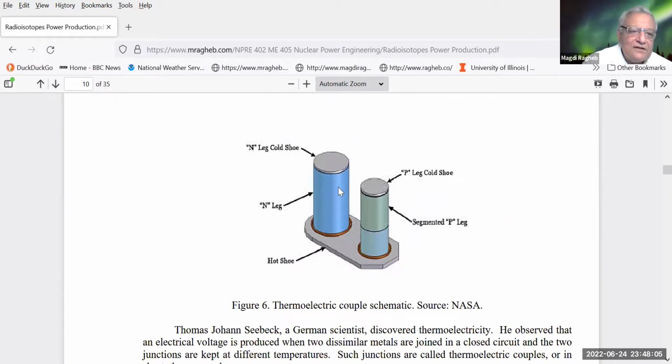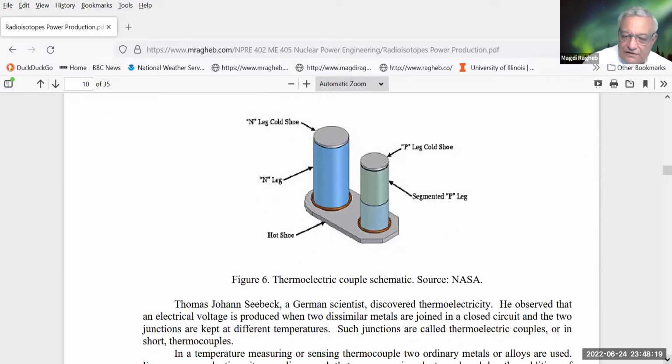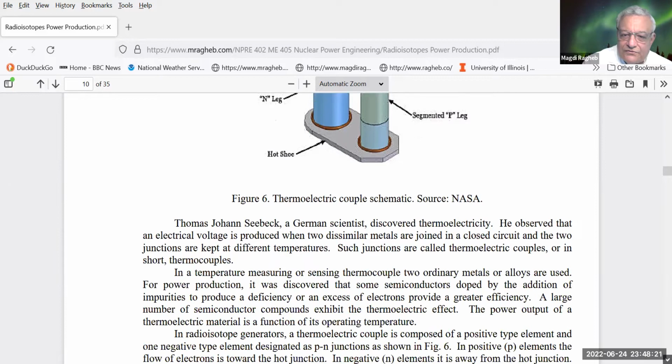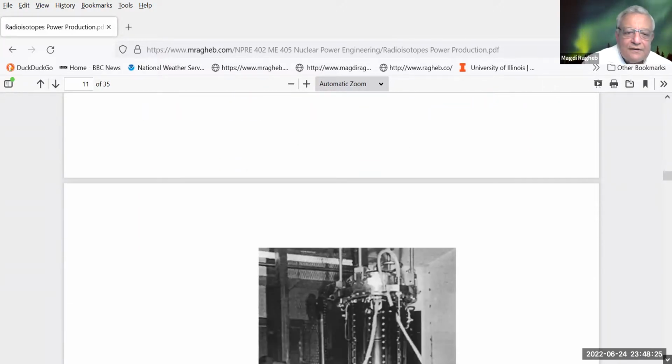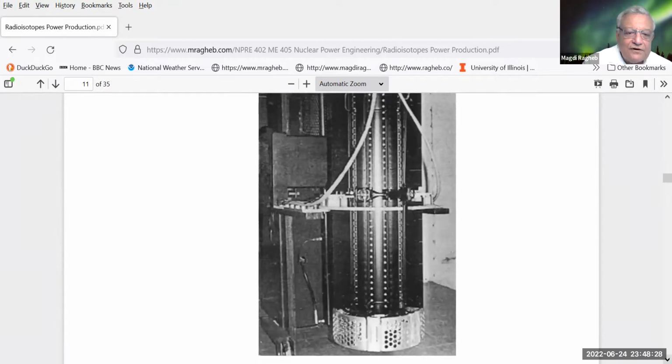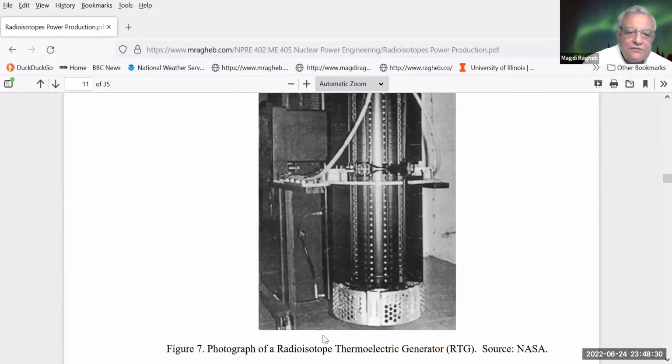This is what that NP junction would look like. That would be the hot shoe, and that would be the cold shoe, using radiation to cool out the radioactive isotope, and you get a current. In that case, that you either store in a battery or use it directly in your instrumentation. And here is, in fact, one of those RTGs or radioisotope thermoelectrical generator.